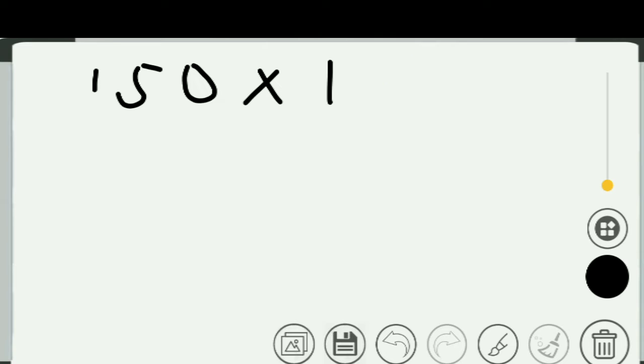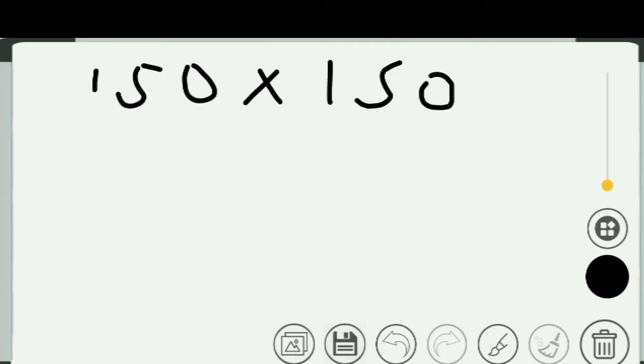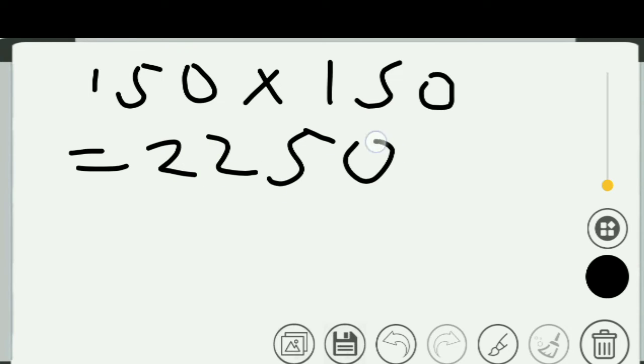We say 150 multiplied by 150. It's 150 multiplied by 150 millimeters, which the final answer is 22,500. The final answer is 22,500.